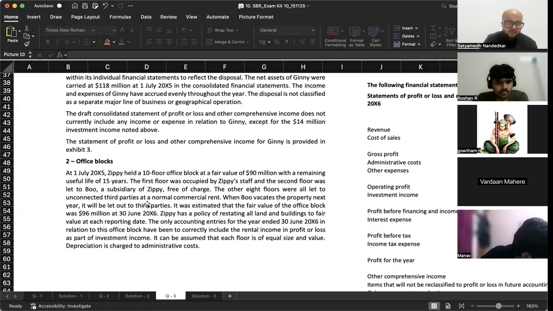Now in this case, what was the estimated fair value of the office block? 96 million. And it held an office block with a fair value of 90 million with a remaining useful life of 15 years. First two floors you are treating as PPE in the consolidated statements. Remaining 8 floors you are treating as investment property. Now it has a useful life of 15 years. Now tell me how much should be the depreciation?